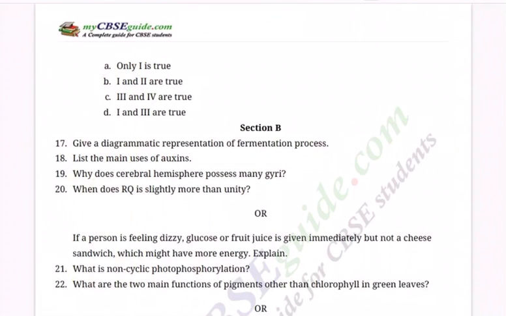A. Only one is true. B. 1 and 2 are true. C. 3 and 4 are true. D. 1 and 3, that is first statement and third statement are true.